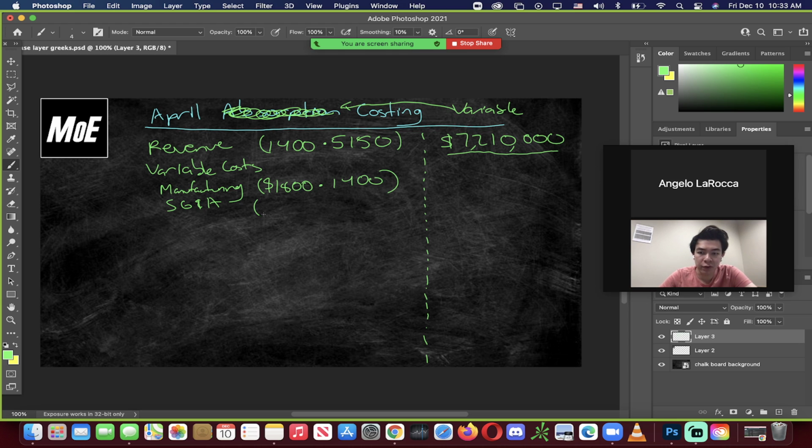And we're gonna do the same thing for SG&A. SG&A is, where am I looking? Oh, it's 1,200. What they call the marketing costs. SG&A is basically anything besides manufacturing costs. So marketing, administrative, et cetera, et cetera. Those are all SG&A costs. And it tells us the marketing cost per unit sold is 1,200, and we multiply that by sales.